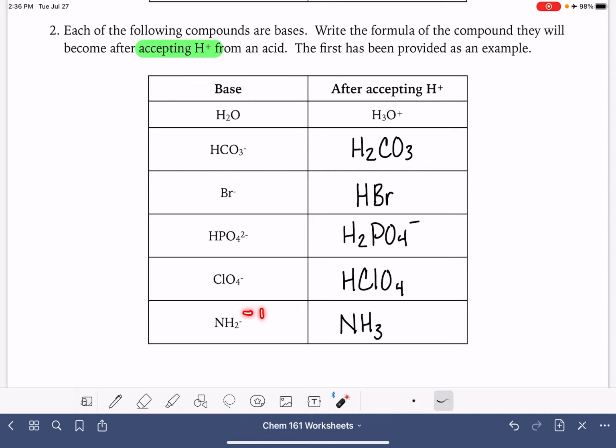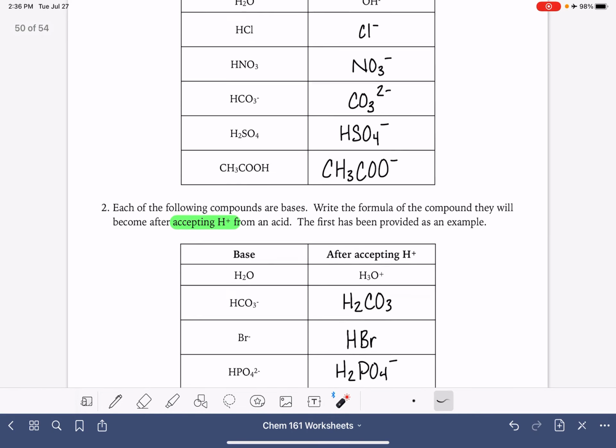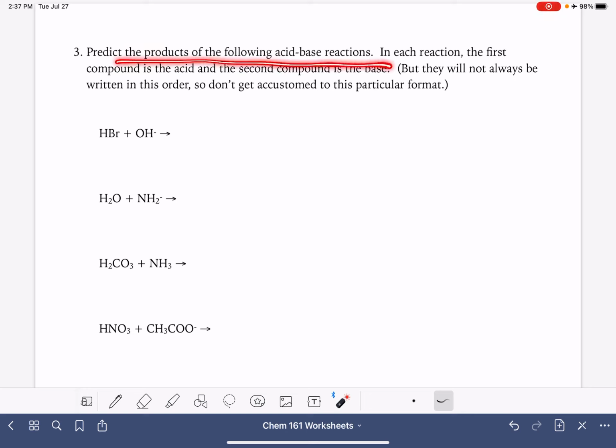When we add our +1 charge to that, we're starting with a negatively charged molecule, adding a +1 charge, ending with a neutral molecule. So now that we've practiced this, what we're going to do is work on predicting the products of acid-base reactions.